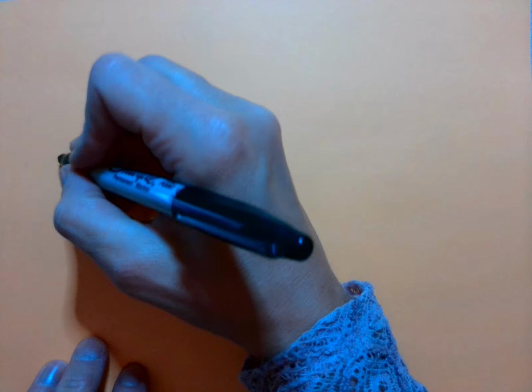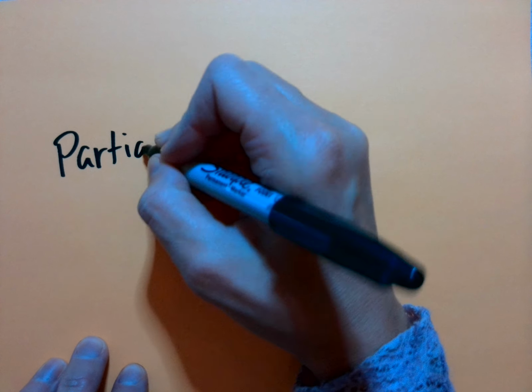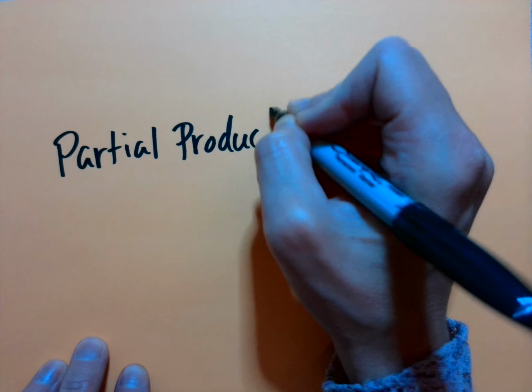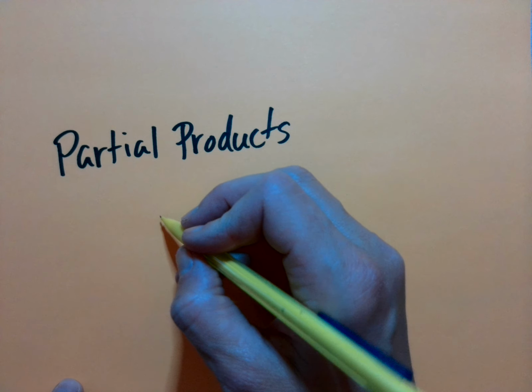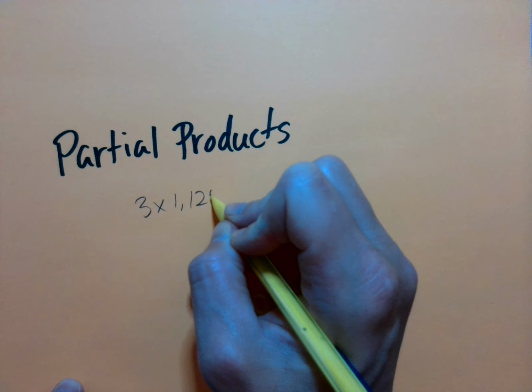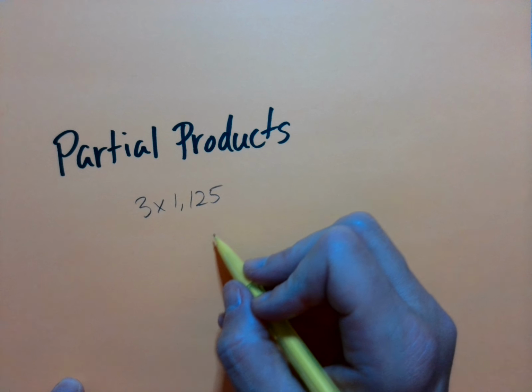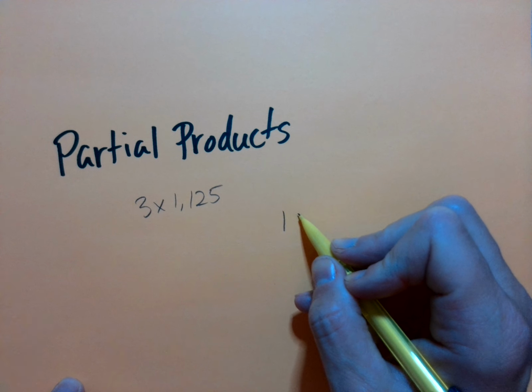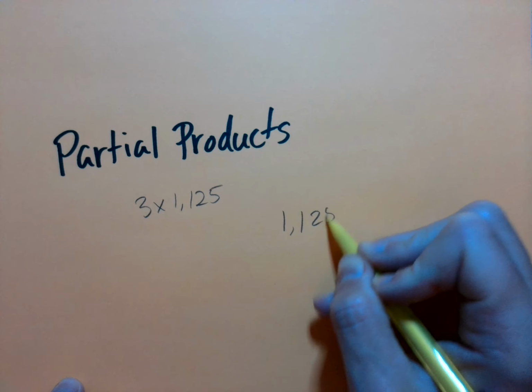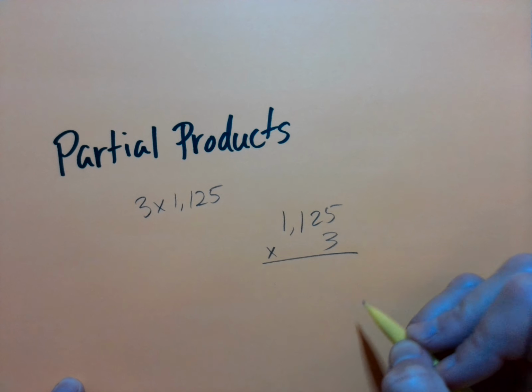Now, another way we can do that is using partial products still. Sometimes people call it just partial products, when really it's always partial products. We're always going to have parts of a product and then be putting them together. So if I still have that same number, I'm going to take the 3 times 1,125, and I'm going to set it up like a standard algorithm problem where it is lined up with the larger number on top and I am going to multiply the 3 by all the pieces.